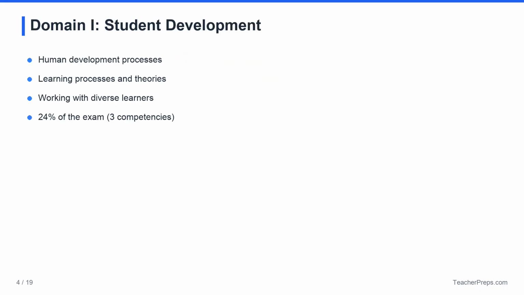Domain 1 focuses on student development, learning, and differences. You'll need to understand human development processes, including physical, cognitive, social, and emotional development. This domain covers learning processes and major learning theories you'll apply in the classroom. And critically, you'll need to know how to work with diverse learners, including English language learners and students with special needs. This domain has 3 competencies and makes up 24% of your exam.